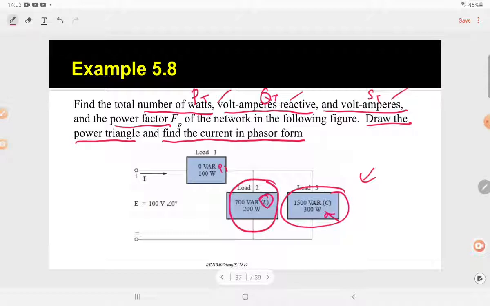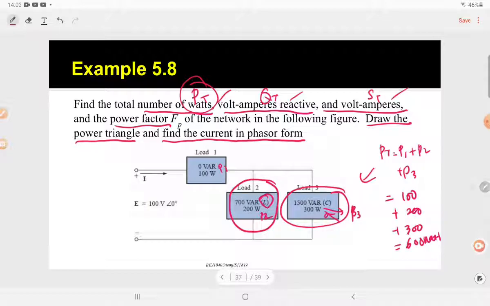So therefore, in order to find your P total, we just use the summation of the P, which is P total equals P1 plus P2 plus P3. Sorry, this is considered P3. So therefore, P total is actually 100 plus 200 plus 300, which is equal to 600 watt. So total number of watt is actually equal to 600 watt.